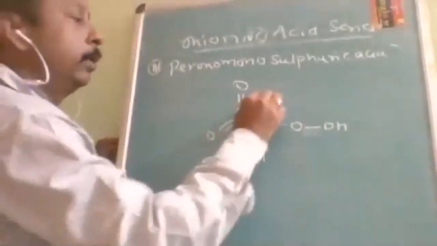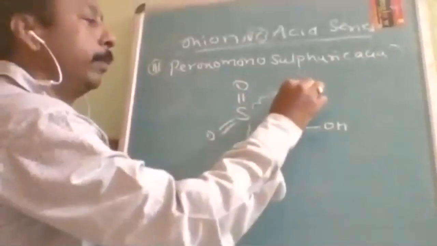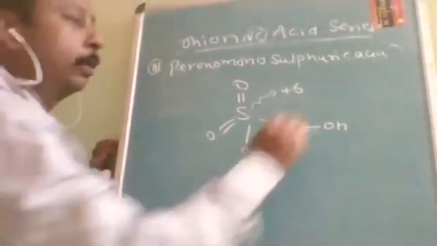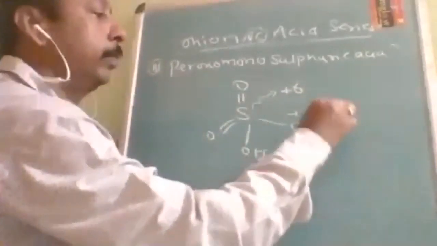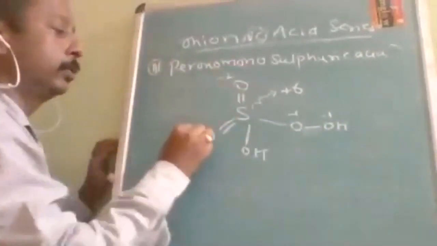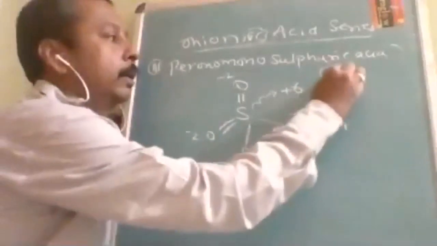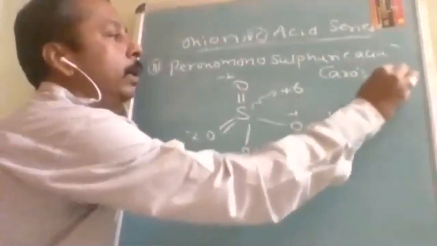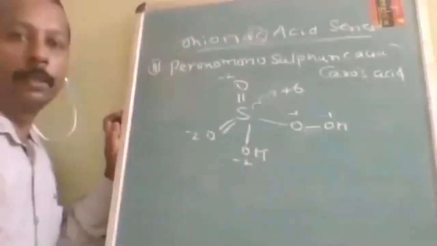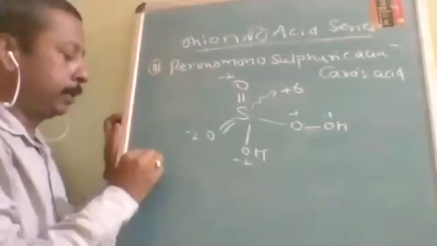So here oxidation number is how much? Plus 6. It is because here these two oxidation numbers are -1, this is -2, this is -2, this is -2. And it is commercially called Caro's acid.